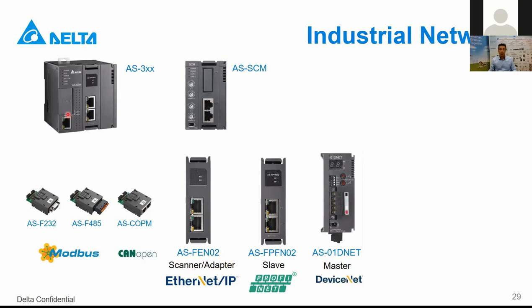And for Ethernet IP, we have a dedicated function card, which can be scanner and adapter. So this is separate from the CPU. I mentioned before that the CPU itself supports Ethernet IP, that's okay, but we also have an additional function card specifically for Ethernet IP. And we released a Profinet function card as well, so it can be a slave. For Profinet configurations, AS can be one of the slaves in that network. And for DeviceNet, we have a module as well, and it can be master.